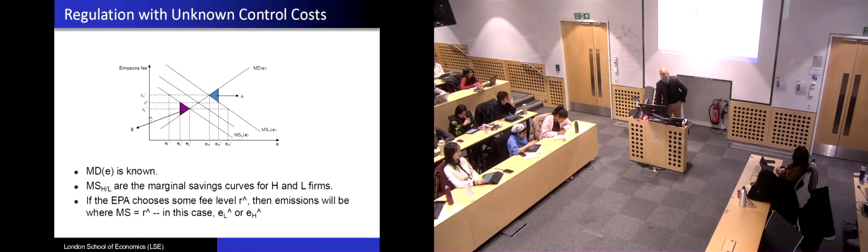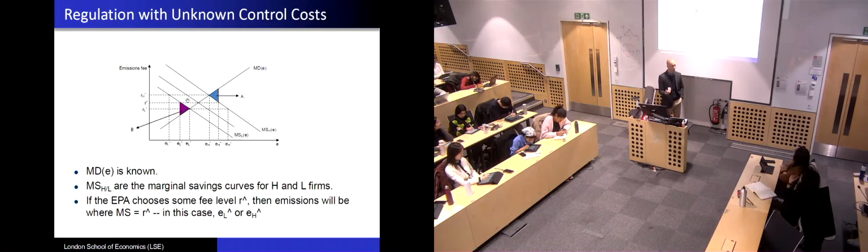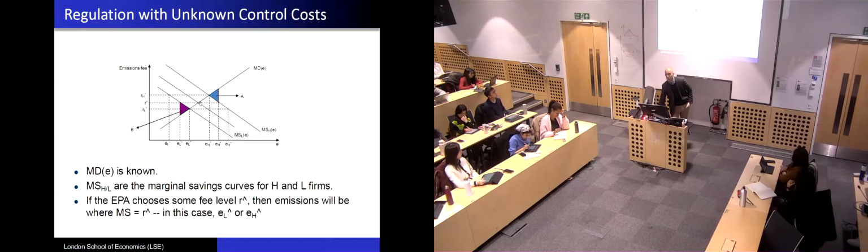So what we can also draw here is this line in the middle. You can call it the average marginal saving, or even better, the expected marginal saving. This is when you take all the information that you have into account. It's basically 50-50, so we just put it right in the middle. And you can base your regulation on this expected marginal saving. So you're going to set the fee at R hat, which is where expected marginal saving equals marginal damage.